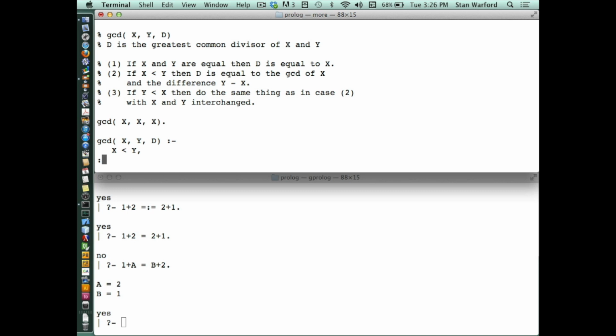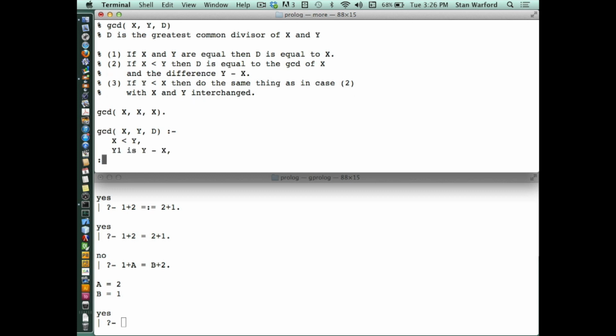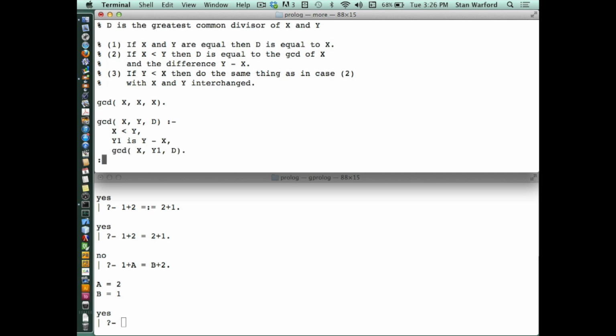Now here comes the crucial thing. You can choose a variable and say is y minus x. Yes, we have a new variable, and we say is. We have to actually do the arithmetic evaluation. So y1 is y minus x, and then after that succeeds by having y1 instantiated to that, what do we do? GCD x, y1, d. Yes, GCD x y1 d, right?